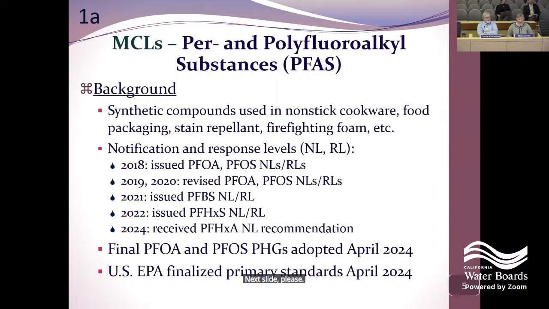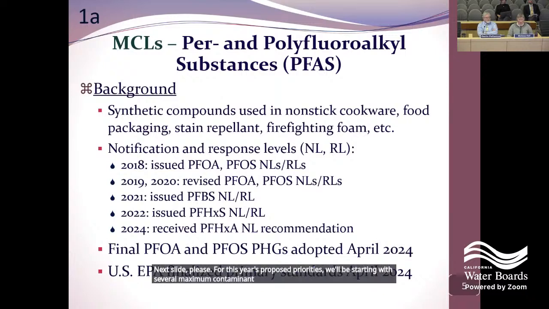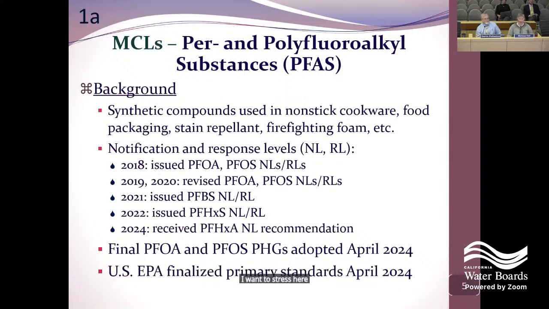For this year's proposed priorities, we'll be starting with several maximum contaminant levels, or MCLs. At the top of the list is per- and polyfluoroalkyl substances, or PFAS. I want to stress here that while there are several MCLs and other projects on the proposed priorities list, PFAS is our top priority and primary focus for this year.